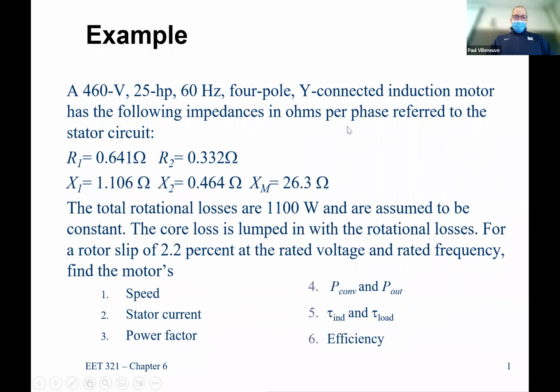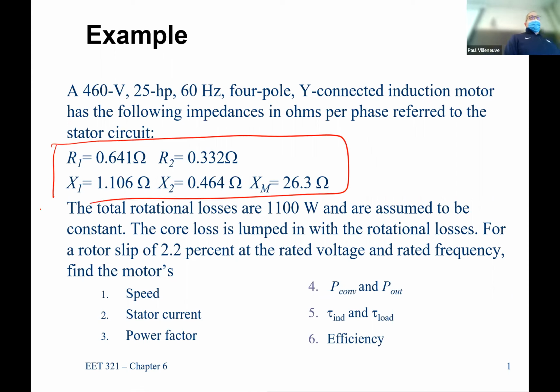Okay, so we'll go back and do some circuit analysis. Again, we have all this relevant stuff: 460 volt, 25 horsepower, 60 hertz, 4-pole, and a lot of information. Now we have a lot of data here, which means we should be able to build an equivalent circuit of our motor. And why are we doing that? Because I don't know what the current is. I is a question mark. So I need to start drawing an equivalent circuit.